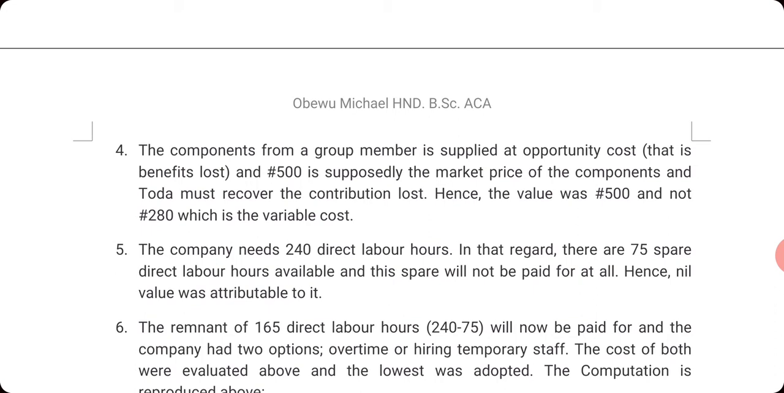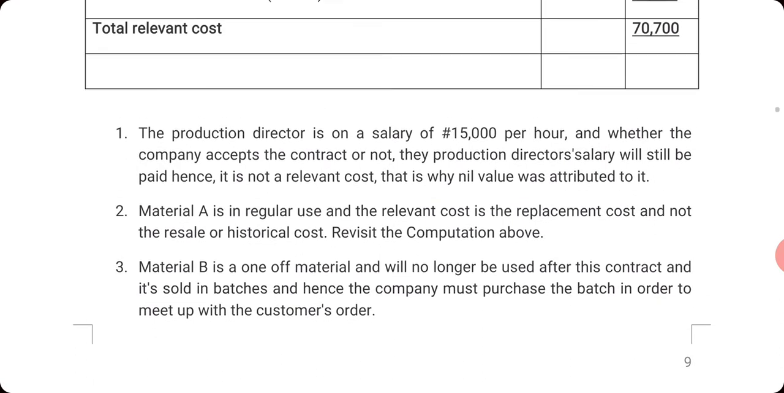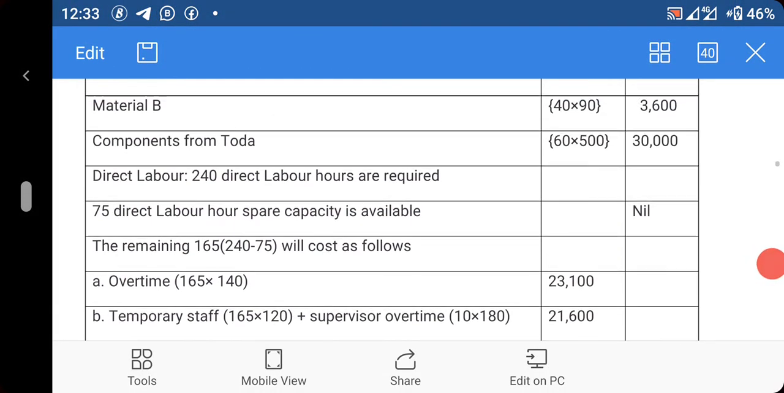So now I read what I explained. I said the component from a group member is supplied at opportunity cost. That is benefit lost. And 500 is supposedly the market price of the component, and Toda must recover the contribution lost. Hence, the value was 500 naira and not 280, which is the variable cost. So we'll come back for the components. You see there, components from Toda, 60 times 500. So the reason why we use 500 is because 500 is the opportunity cost.